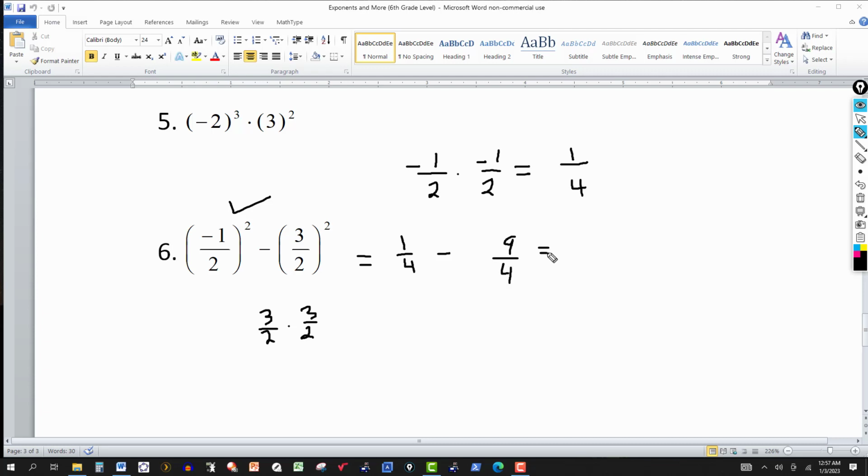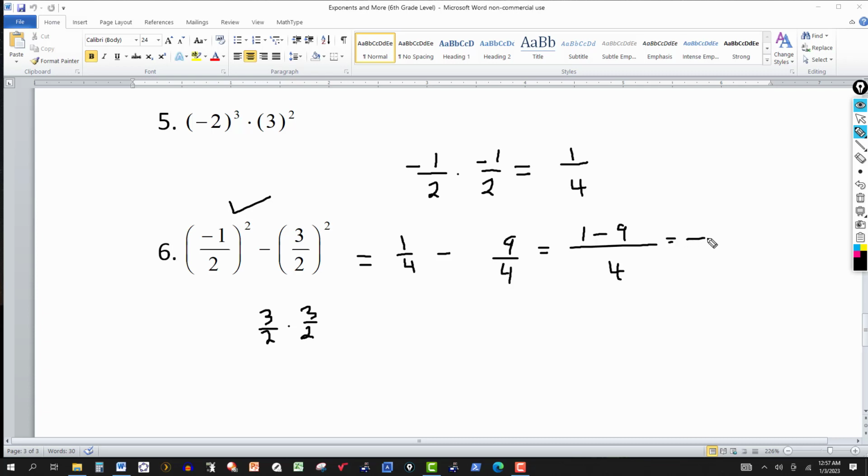Okay, now we're subtracting fractions. Remember, you can't add or subtract fractions unless you have the same denominator. These have the same denominator. So all I have to do is bring down that denominator, 4. Combine the numerators. So in this case it's 1 minus 9. Had this been a plus, then I would just put a plus right there. But in this case, I have 1 subtract 9. That's the same thing as saying 1 plus a negative 9. So it's negative 9 and 1.